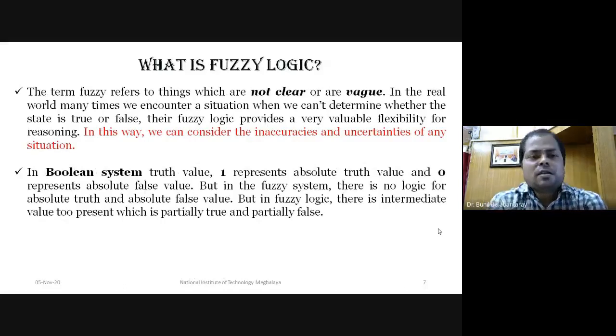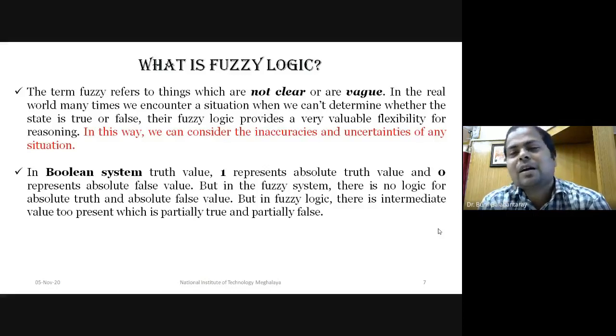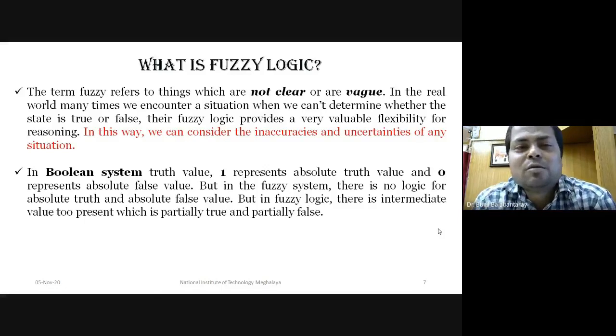Yes, fuzzy logic. As I asked you, the term fuzzy refers to things which are not clear, or basically vague. In the real world, many times we encounter a situation where we cannot determine whether the state is true or false. Here fuzzy logic provides very valuable flexibility in the reasoning process and decision making process. In this way, we can consider the inaccuracies or uncertainties of any situation. That means if you apply fuzzy logic, it can make accurate decisions up to a certain extent, and it can also avoid the uncertainties.